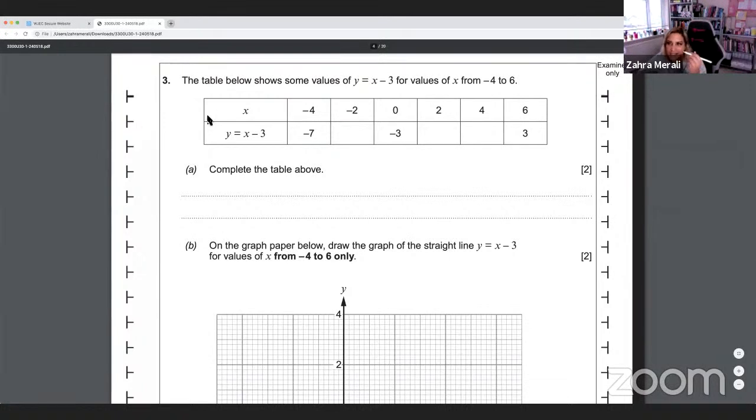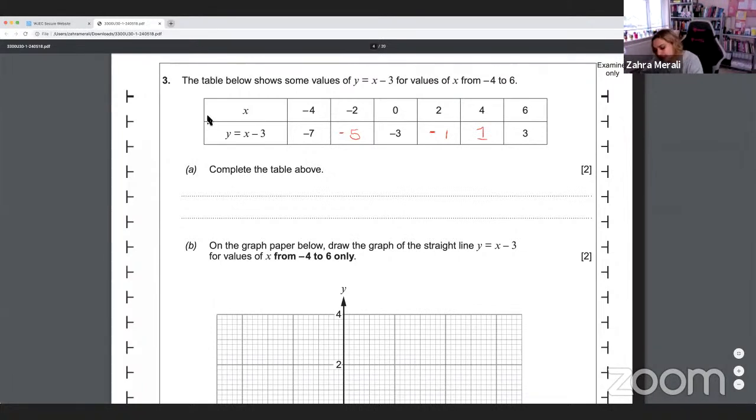So we've got -2 minus another 3. So that's going to be -5. 2 minus 3 to give you -1. And 4 minus 3 to give you 1. So we've completed the table now.